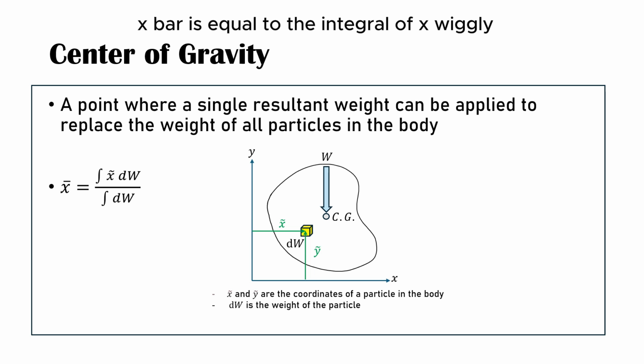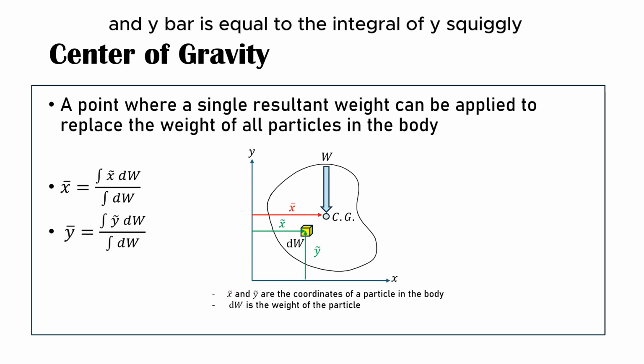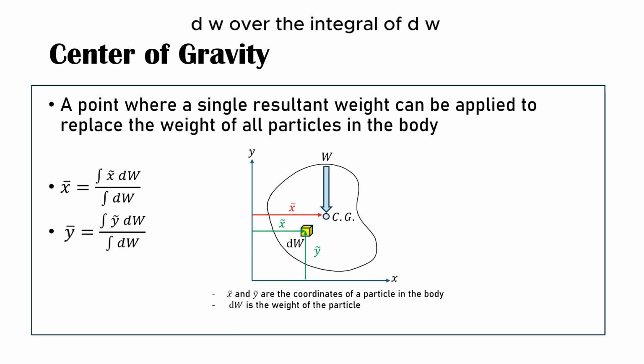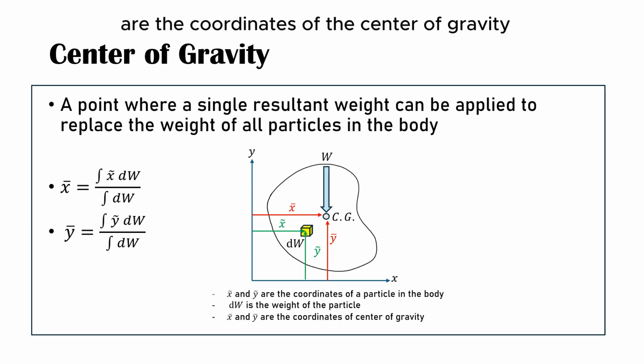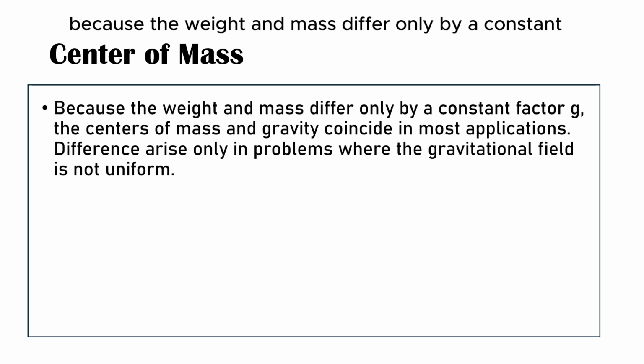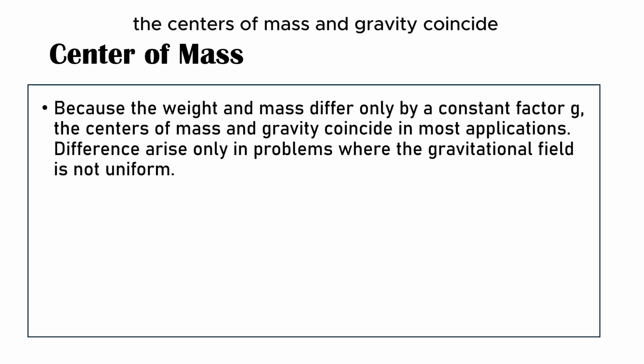X bar is equal to the integral of x squiggly dW over the integral of dW, and y bar is equal to the integral of y squiggly dW over the integral of dW, where x bar and y bar are the coordinates of the center of gravity. Because the weight and mass differ only by a constant factor g, the centers of mass and gravity coincide in most applications. Differences arise only in problems where the gravitational field is not uniform.